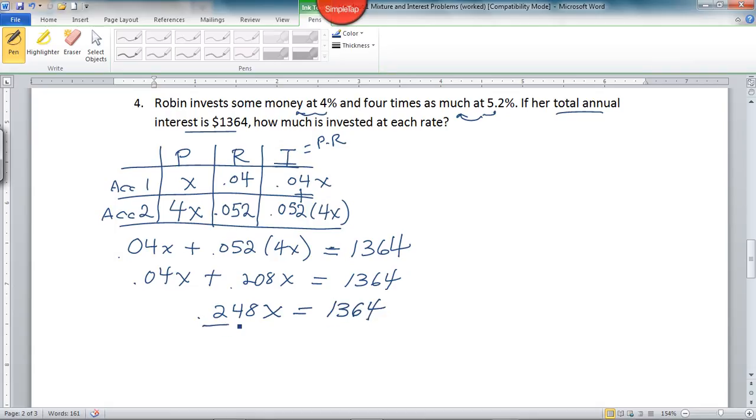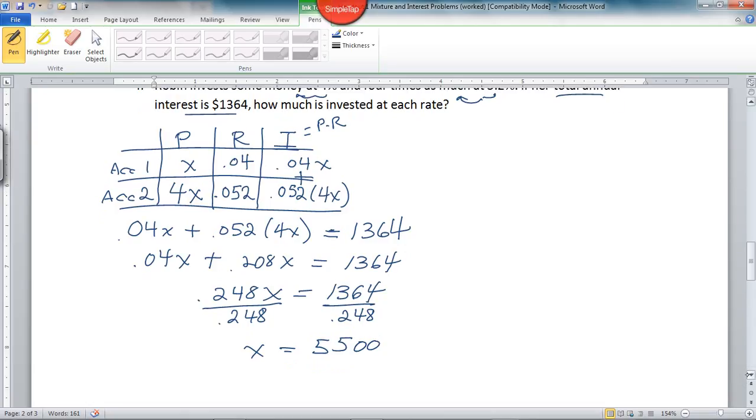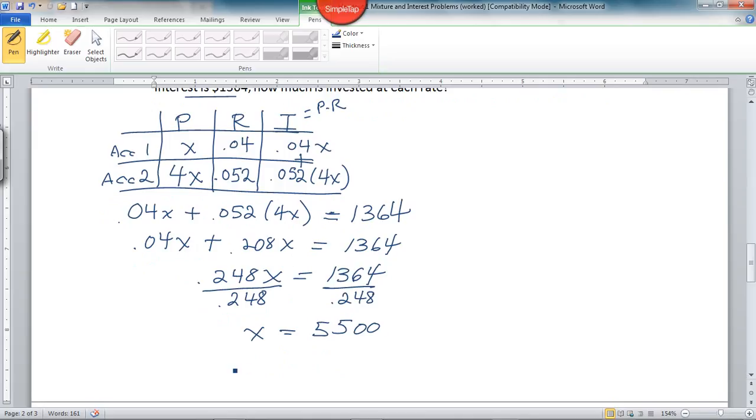Then to find x, all I have to do is divide by 0.248. X equals 1364 divided by 0.248, 5,500. Now, that's just account 1. We also need account 2. And so account 2, its amount is 4x. So I'll do 4 times x. Well, the x is 5,500, so I do 4 times 5,500, 22,000.